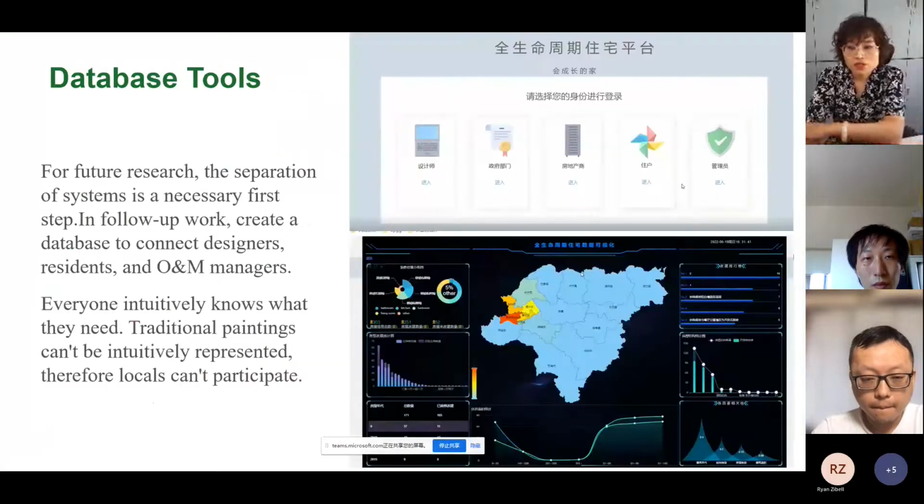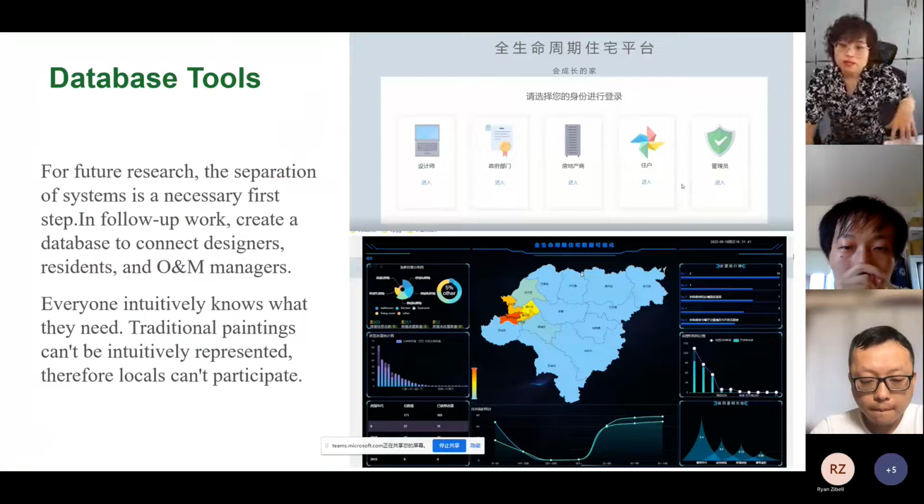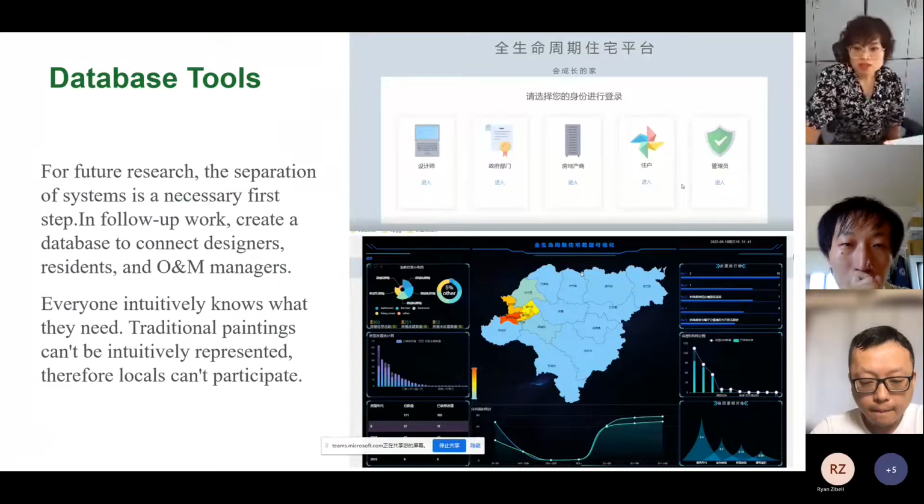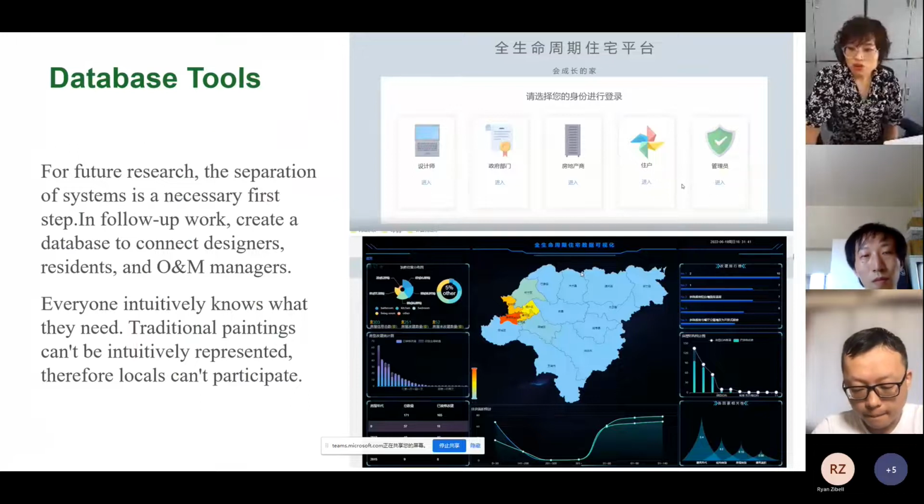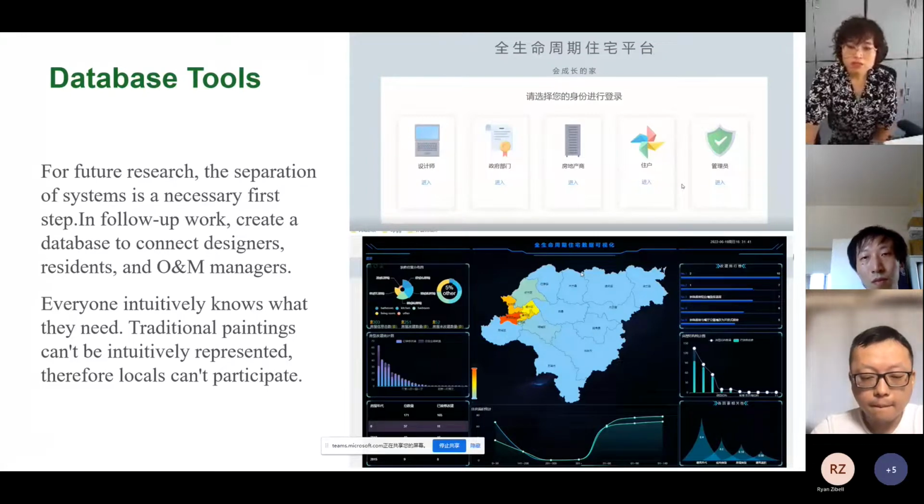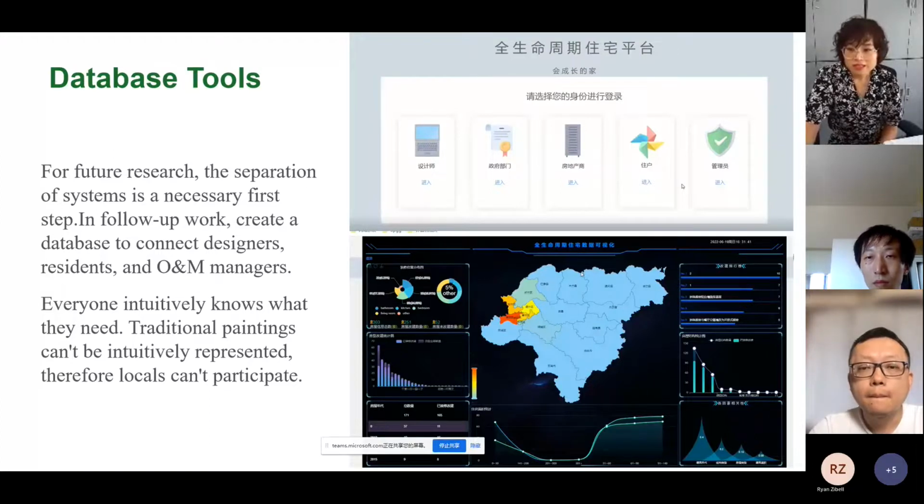The most important part of the current stage of this research is how parts that already are in the house are classified by subsystem and used to guide users to participate in the design of a house update. On the other hand, we use the database as a tool to connect designers, residents, residential operation, and maintenance managers. Everyone can easily see the information they need. It solves the problem that traditional drawings are hard to understand and residents can't take part in.